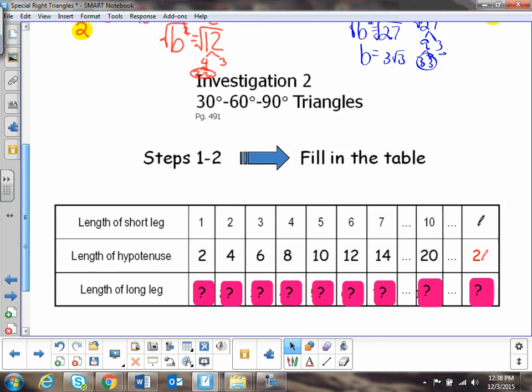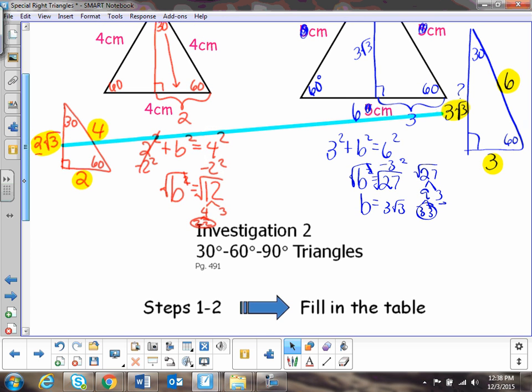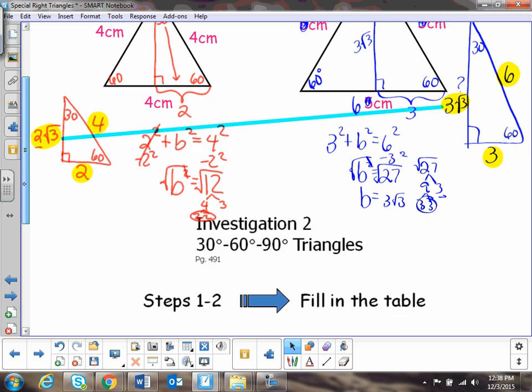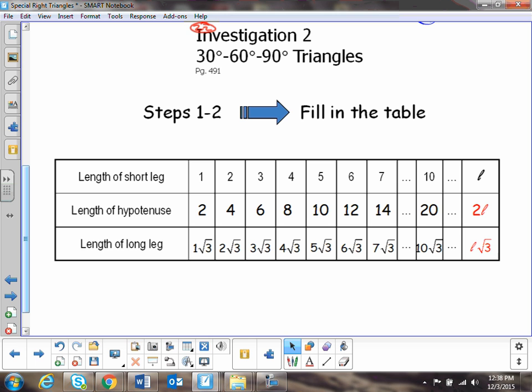Then, like we said earlier, the long leg came out having radical 3 next to it, being multiplied, and it had the same coefficient as the short leg. So if the short leg is 1, the long leg is going to be 1 radical 3. Over here, the short leg was 2, so that's going to be 2 radical 3, and so on. So there's this pattern here, and that's what makes this special. Now this is only if you have some nice simple whole numbers. Of course, it gets a little bit more challenging, but if it has simple whole numbers like that, it's pretty easy.